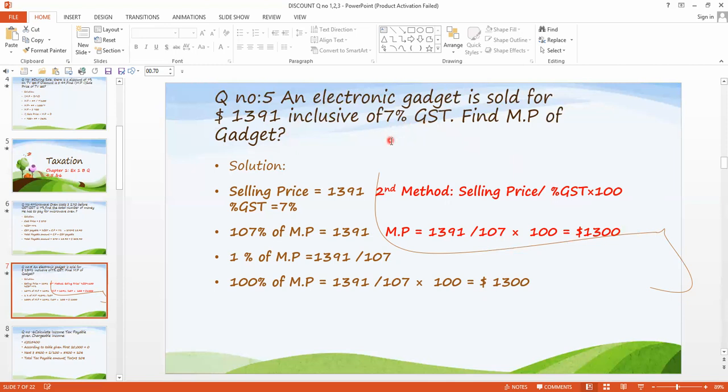This means if any object is 100, 7% means you have to add this 7 to 100, so it becomes 107, and you multiply by 100. So whenever the selling price and the percentage GST are given, how do you find the market price? Simply selling price over percentage, multiplied by 100. This is the formula. By using this formula, you will get your answer. Clear? Now we come to the next question.